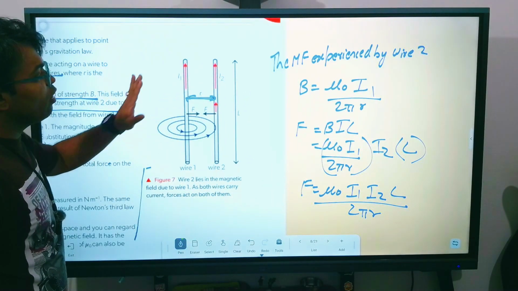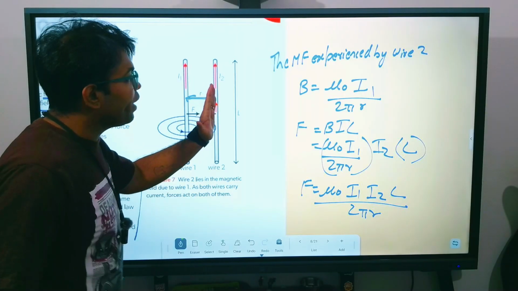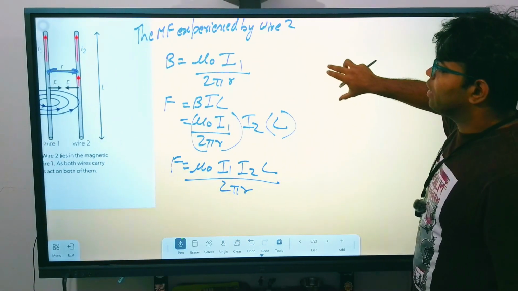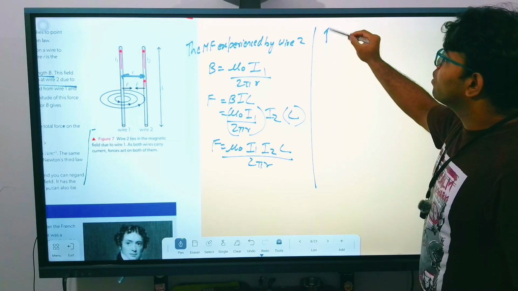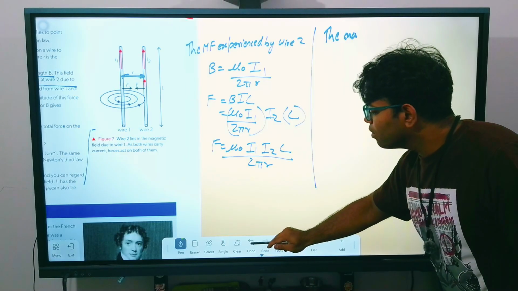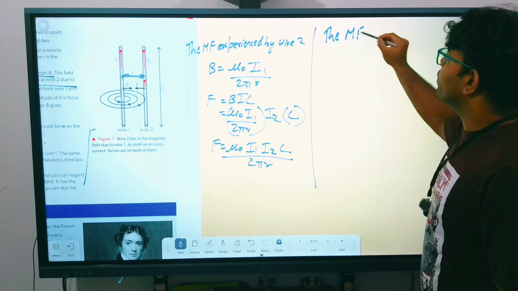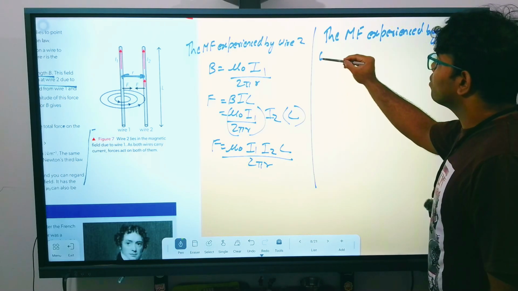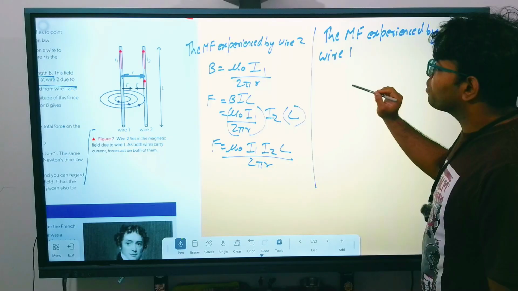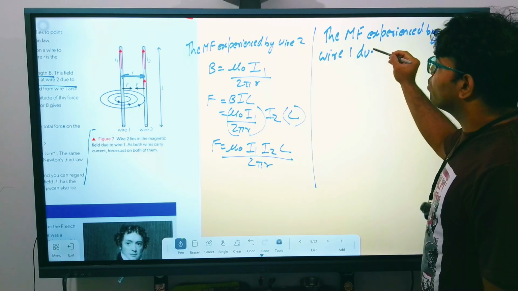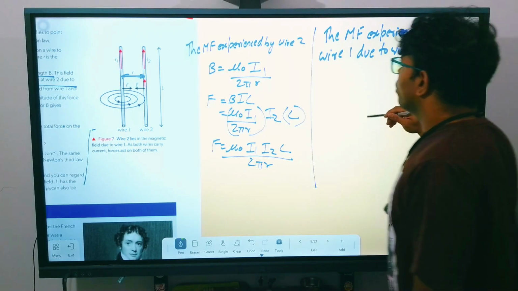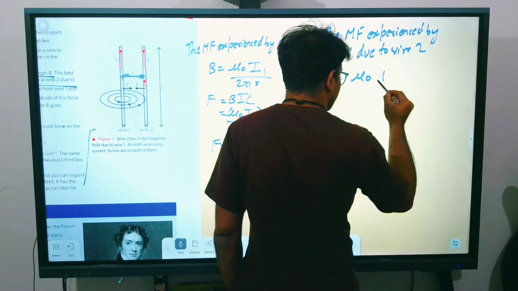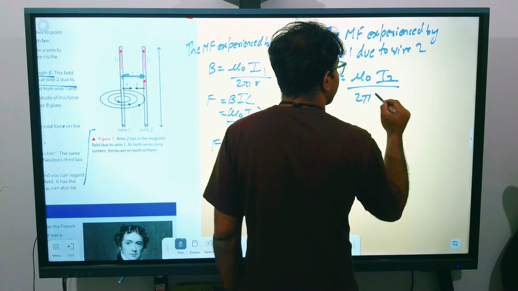Now, similarly, for wire 2 producing a current, the magnetic field experienced by wire 1 due to wire 2 is B equal to mu naught, and the current flowing in wire 2 is I2, upon 2 pi r.